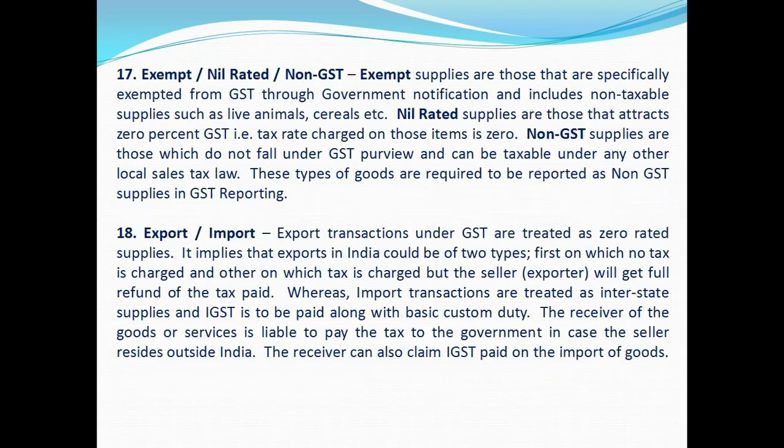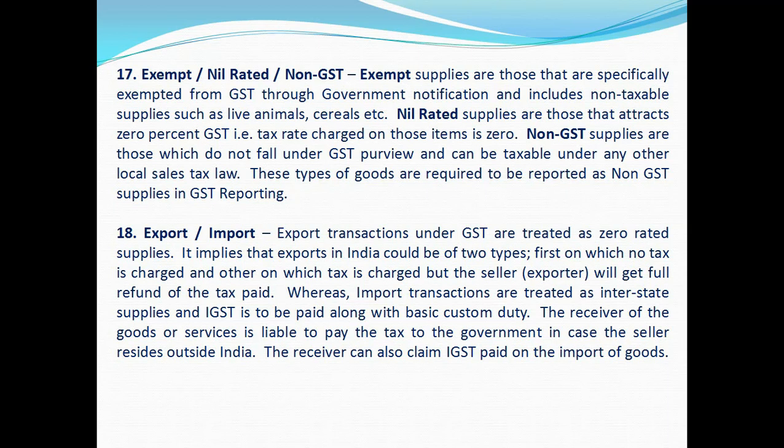Next is exempt, nil rated, non-GST. Exempt supplies are those that are specifically exempted from GST through government notifications and include non-taxable supplies. Nil rated supplies are those that attract 0% GST, that is, the tax rate charged on those items is zero. There is a very thin difference between exempt and nil rated.